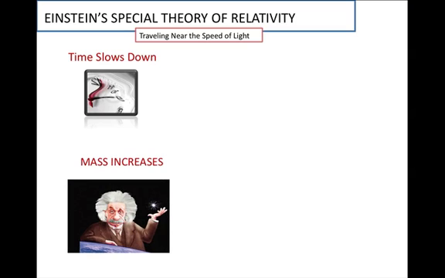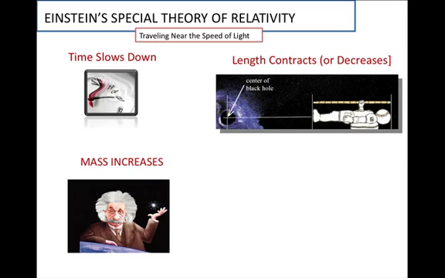Next, mass appears to increase. If an object is moving at a high speed relative to you, the object will appear strange. Its mass will increase so that it becomes harder and harder to accelerate as it approaches the speed of light. Then, length contracts or decreases. It will appear to shrink in its direction of motion, becoming more and more distorted as it travels faster.